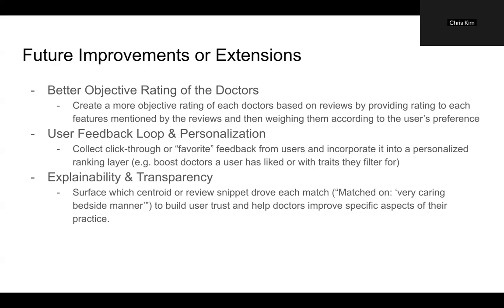Additionally, we would like to include a user feedback loop such that we can constantly evaluate our recommendation system. And then we want to include explainability and transparency to show why the matching is happening the way it is.